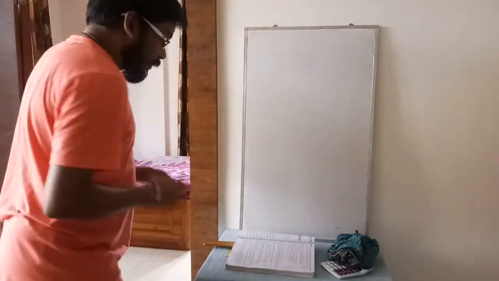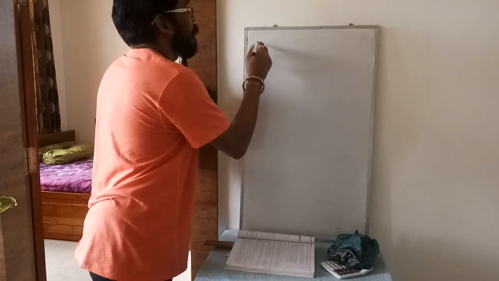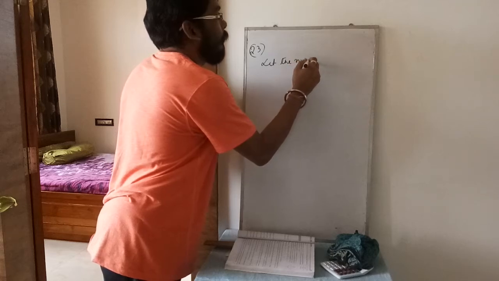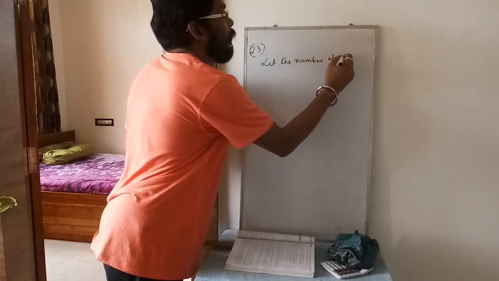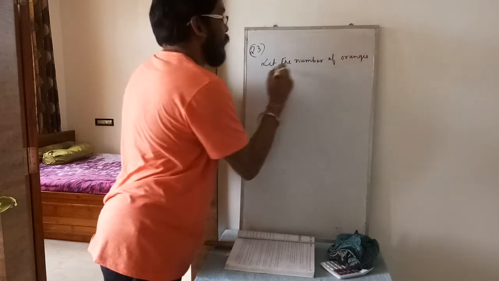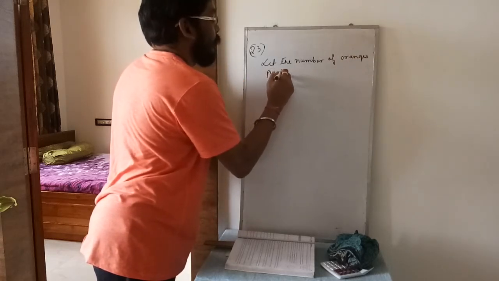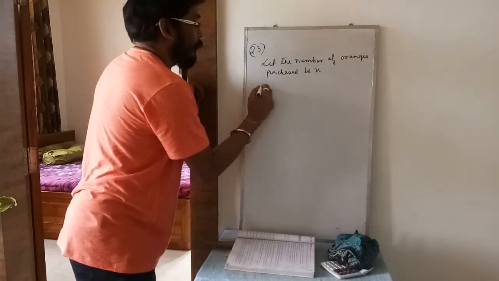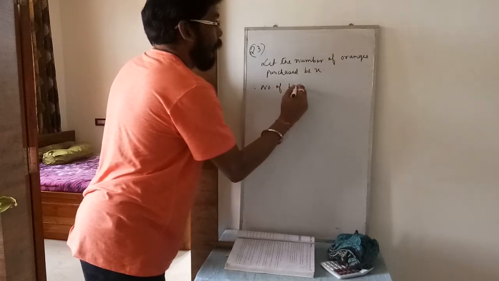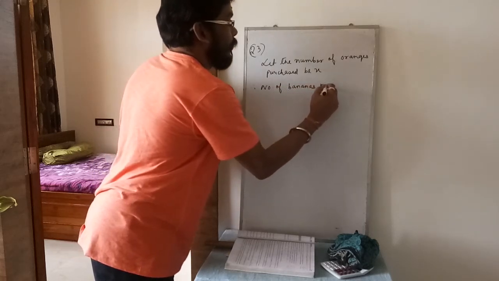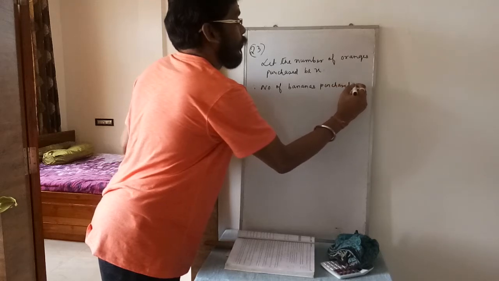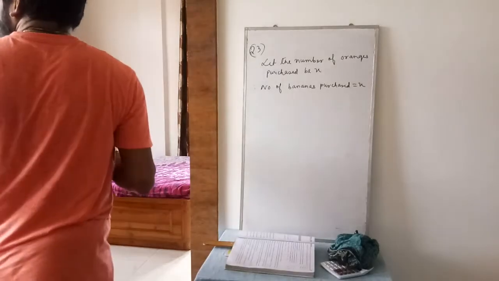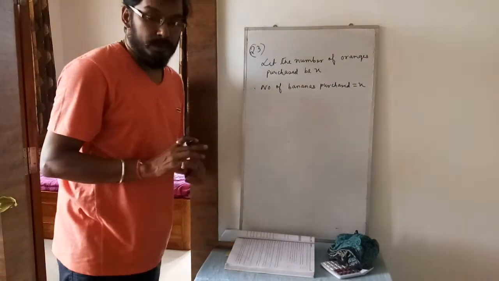Okay, so let me write here, let the number of oranges purchased be x. Therefore, the number of bananas purchased is also equal to how much? X. So whatever is the number of oranges, the same number of bananas he has purchased. Okay, just a minute.